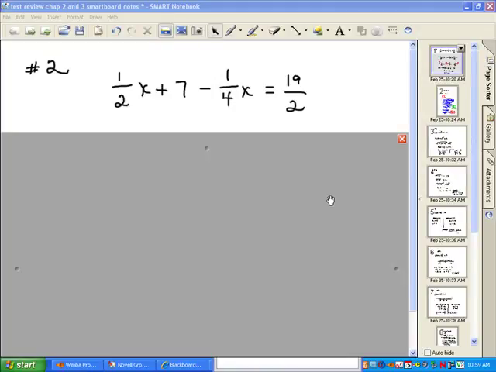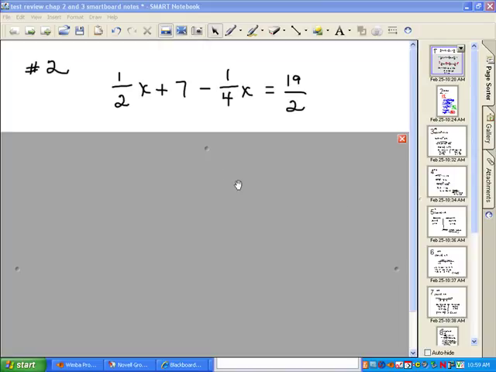This is number 2 on your review sheet. Notice that it has fractions in it, so it is a rational equation. When you have fractions, what you want to do is find the common denominator. The denominators in this problem are 2 and 4, so the common denominator between 2 and 4 would be 4.